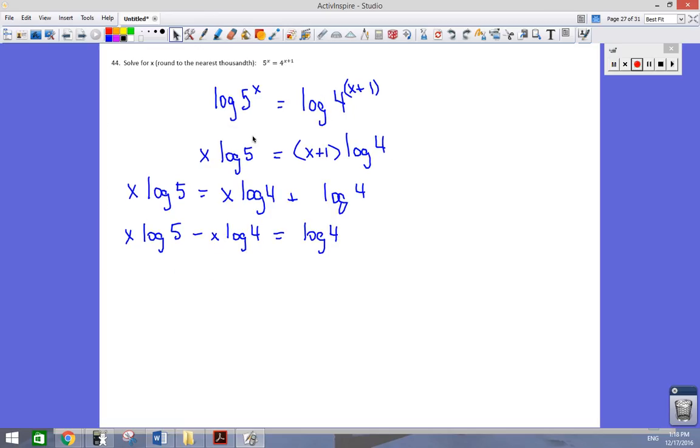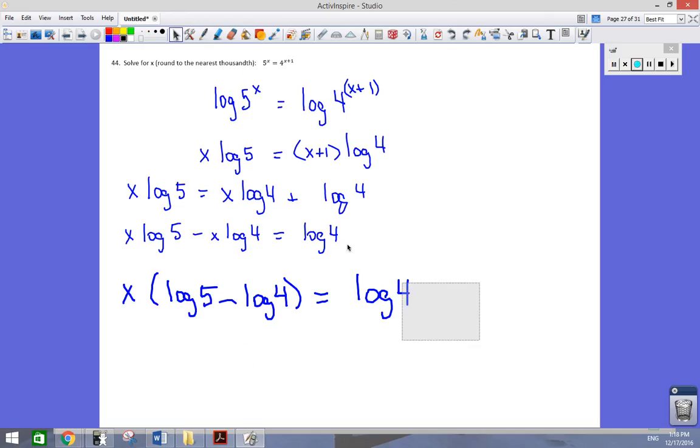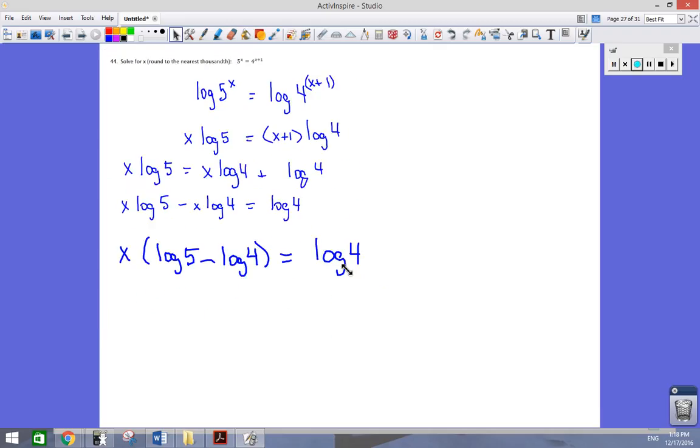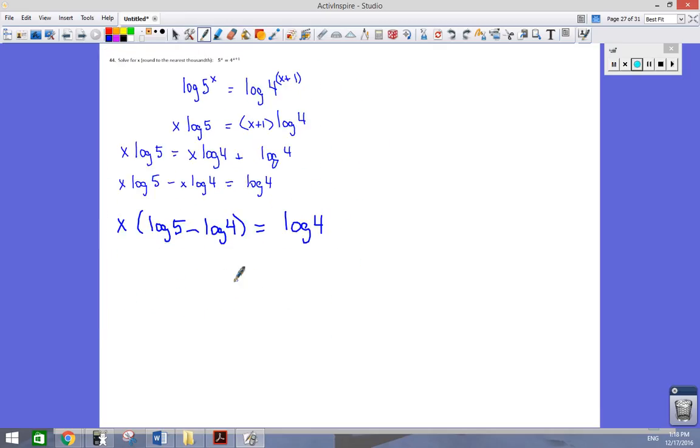Both terms have something in common. They have an x, and that's what I'm trying to solve for. So I'm going to factor an x out, and then I have log 5 minus log 4 equals log 4. To get the x by itself, we divide both sides by that binomial. So I have x is equal to log of 4 divided by this binomial.